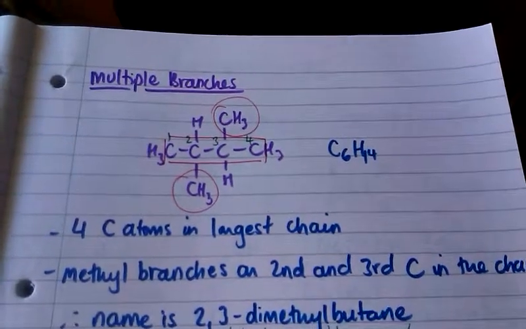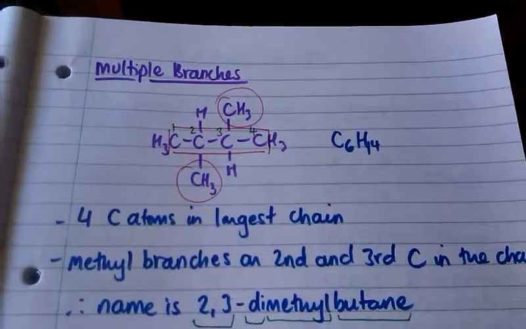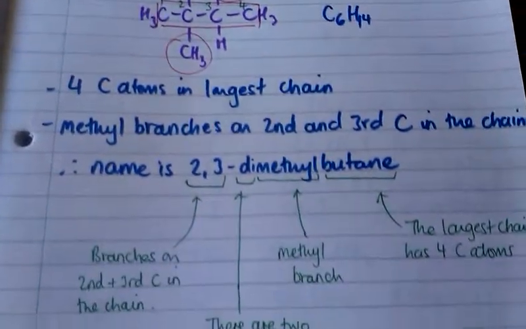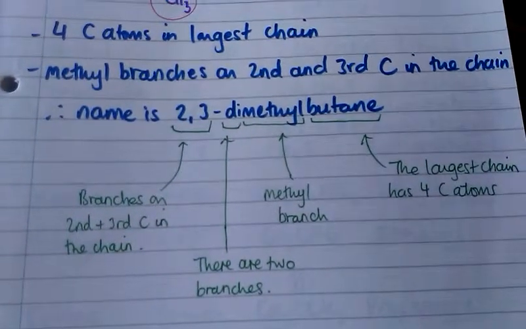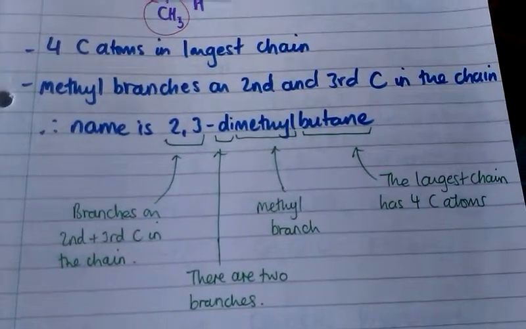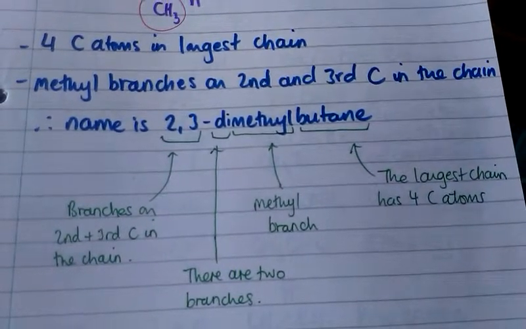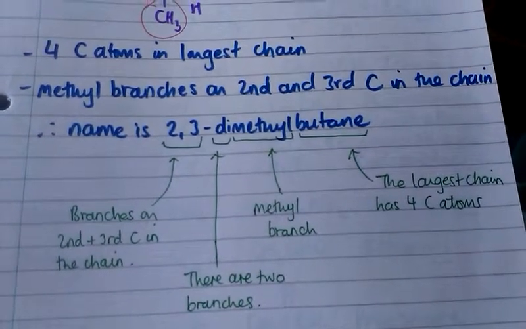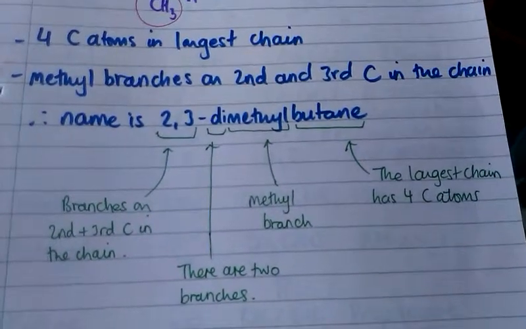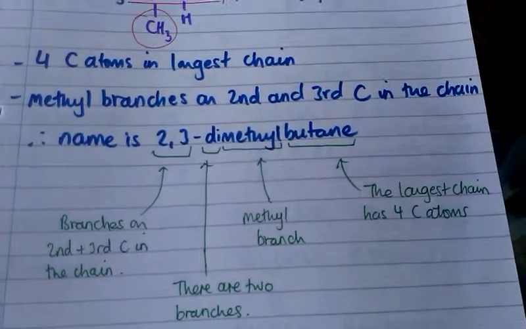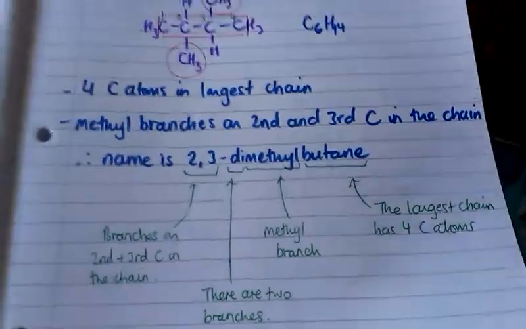So the name of this would be 2,3-dimethylbutane. The 2 and the 3 tells us that there are branches on the second and third carbon in the chain. Di tells us there are 2 branches, and the methyl tells us that both of those branches are methyl groups. And butane tells us that the longest chain has 4 carbon atoms.